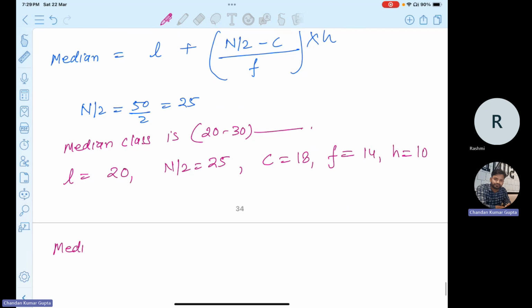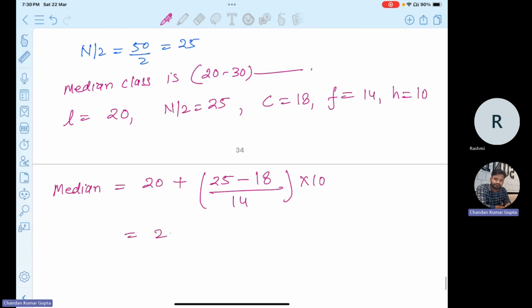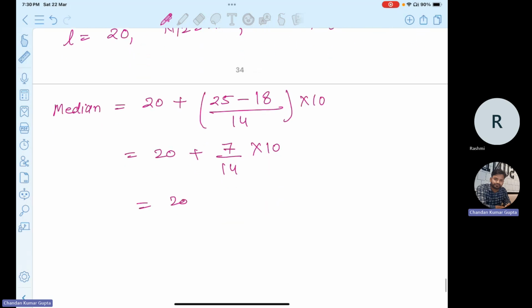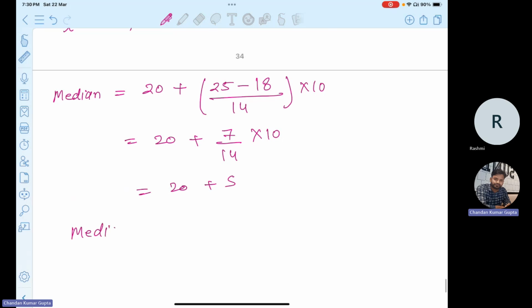Median is 20 plus n by 2, which is 25, minus 18 upon 14 into 10. This comes out to be 20 plus 7 upon 14 into 10. So it is 20 plus 5. So the value of median is 25. Okay, simply we are able to calculate.